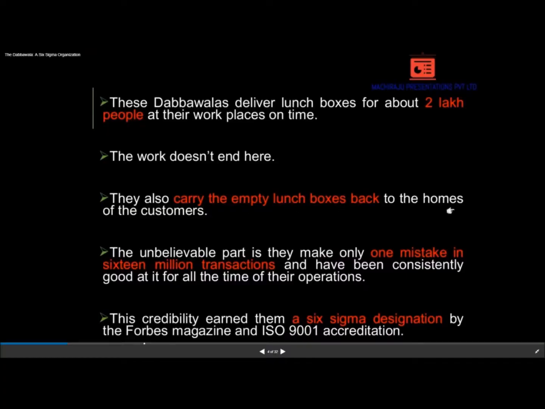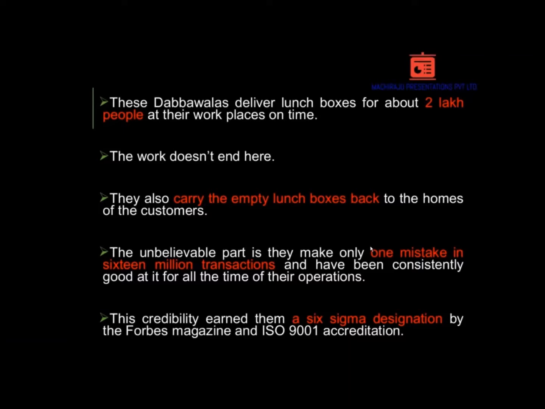Assume that the person who's working has already gone to work, and the person at home says, "Okay, the box is ready." So these guys show up. They take your box. They get it to the person in their office. That person has the hot meal. An hour later, they make that empty lunchbox available, and these guys reverse the entire process and return the lunchbox. Okay, they carry the empty lunch boxes back to the homes of the customers. The unbelievable part is that, and this is where the Six Sigma is, right? If you have a curve and you have a standard deviation and you say, I want to multiply six times the standard deviation, on that edge of the curve where the numbers are so small, that's the error rates, right?